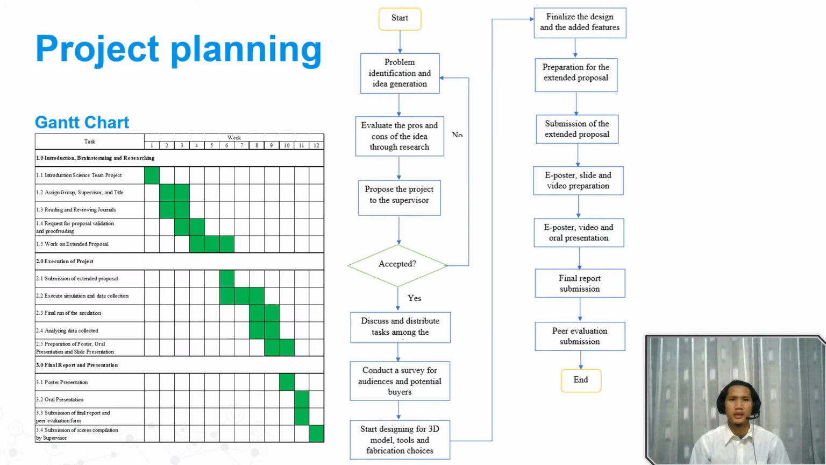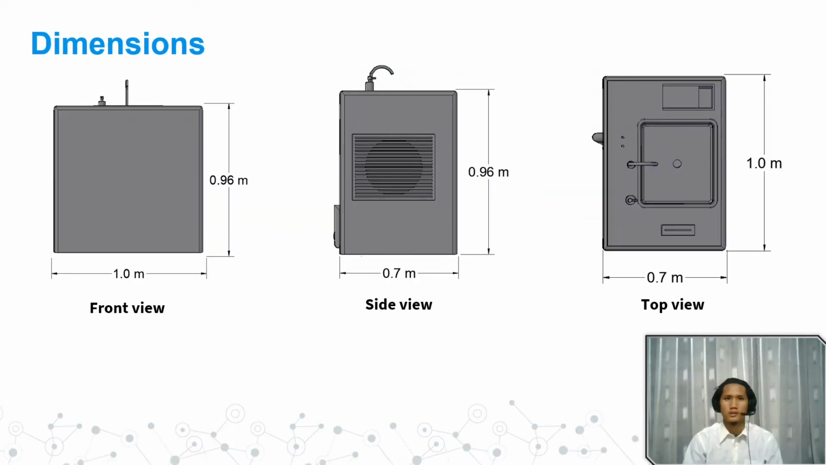This is the project planning of our team. This flowchart shows every process that we do from the beginning until the end to make sure our project becomes successful. This is the dimension for the main body of the atmospheric water sink. The atmospheric water sink is 1 meter long, 0.7 meter wide and 0.96 meter tall. The average height of a sink in our country is 0.91 meter, and the atmospheric water sink is just 5 cm higher than the normal average sink.